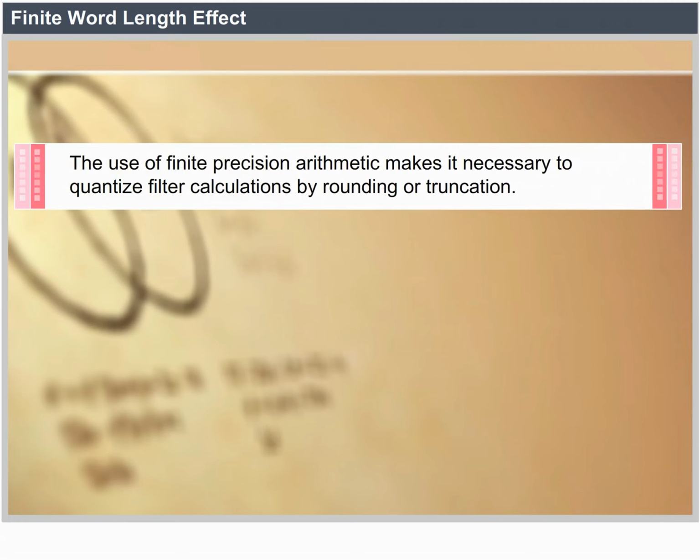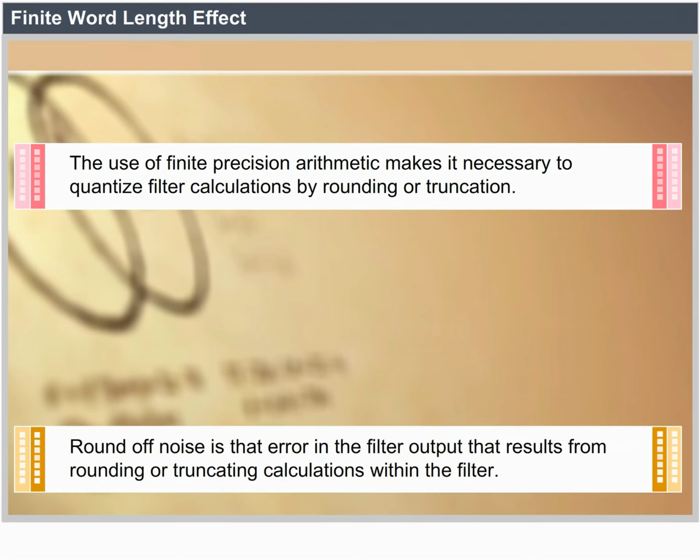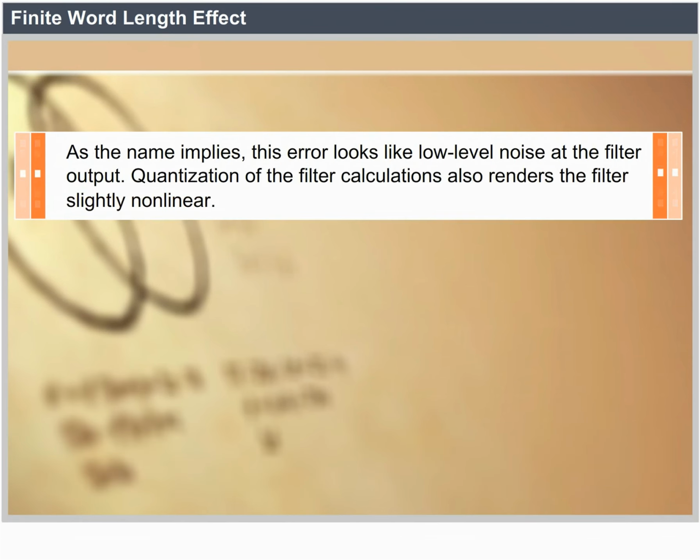The use of finite precision arithmetic makes it necessary to quantize filter calculations by rounding or truncation. Round-off noise is the error in the filter output that results from rounding or truncating calculations within the filter. As the name implies, this error looks like low-level noise at the filter output.